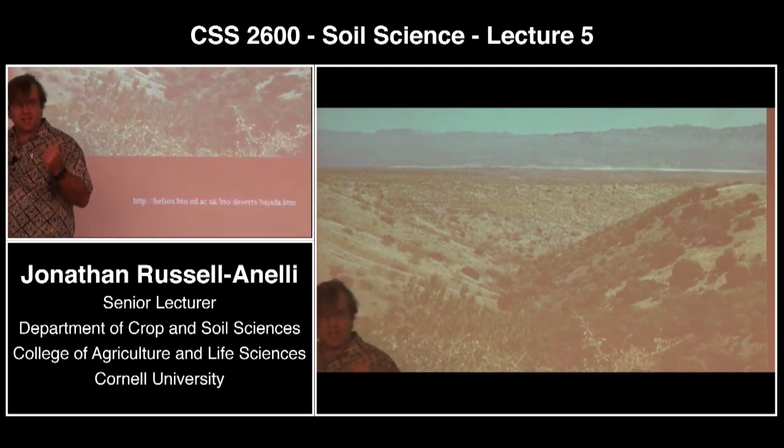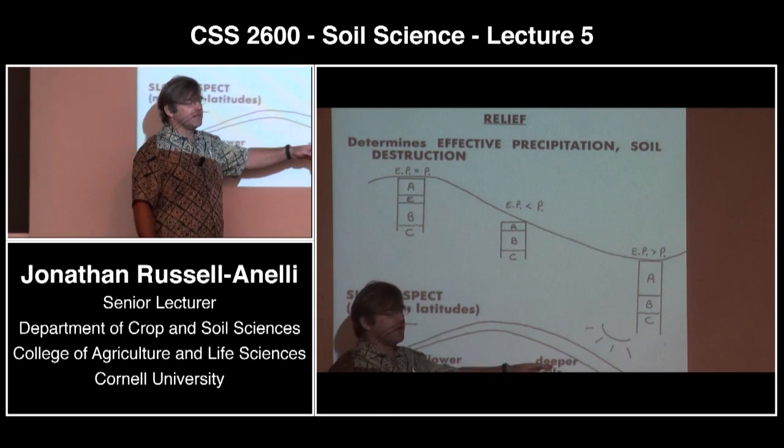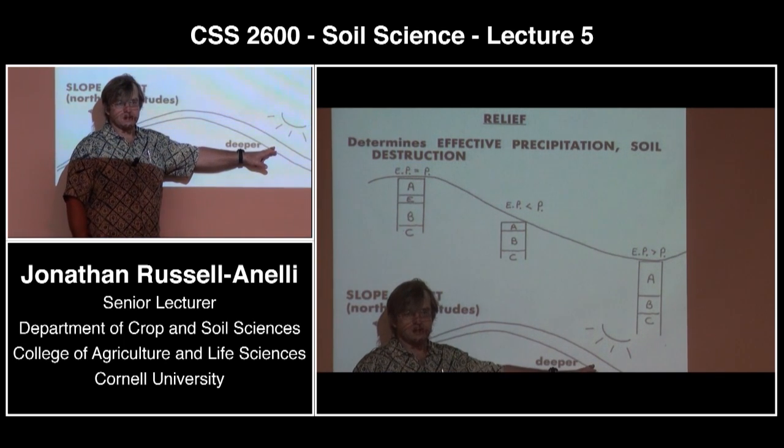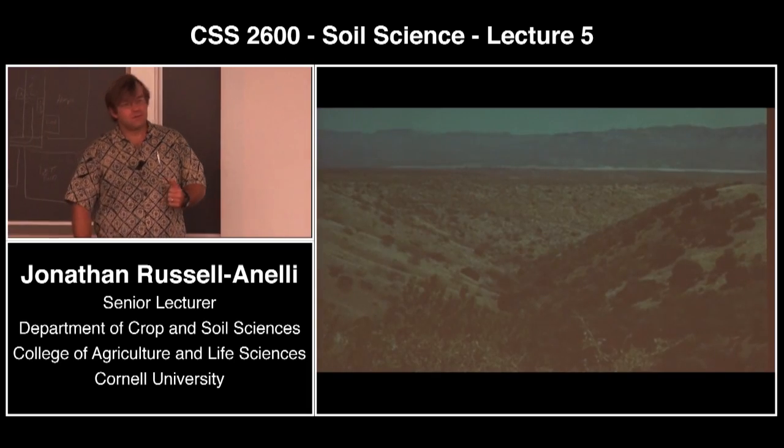Now, I just said that if I've got a southern-facing slope, I'm generally going to have deeper soils. This is a good example of where it's not the case. Why?